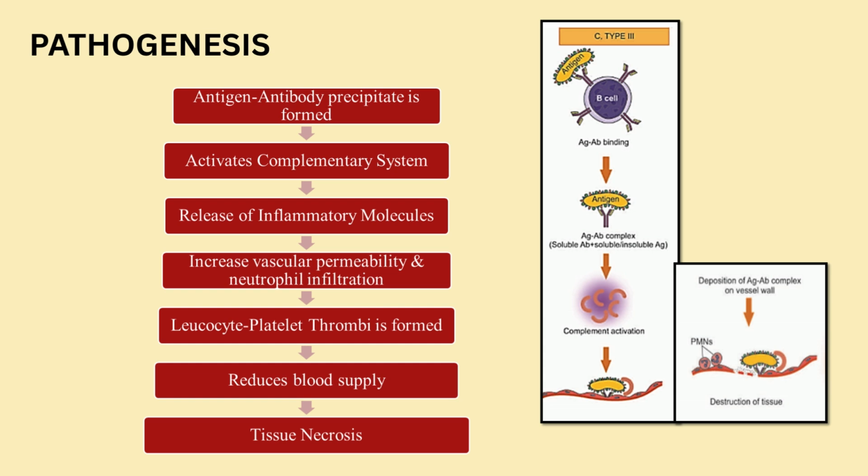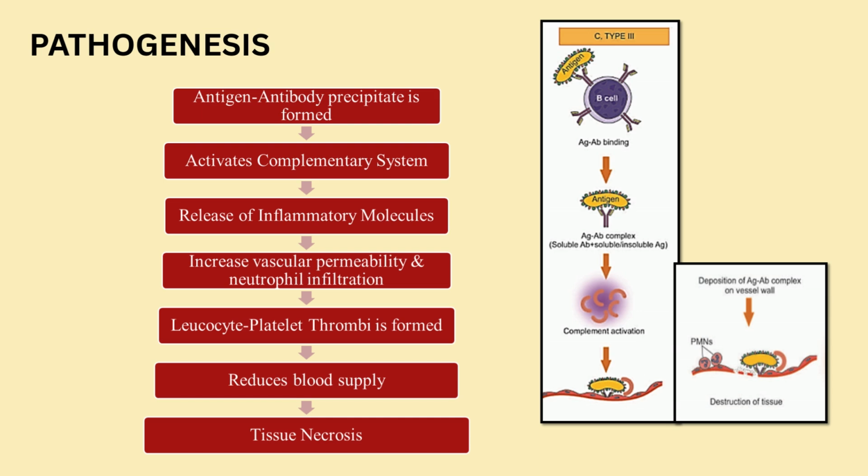Antigen antibody precipitate is formed, which results in activation of the complement system. It releases inflammatory molecules resulting in vascular permeability and neutrophil infiltration. Leukocyte platelet thrombi are formed. It reduces blood supply and results in tissue necrosis. So what happened? The antigen antibody complexes are formed within the blood supply itself, within the circulation.